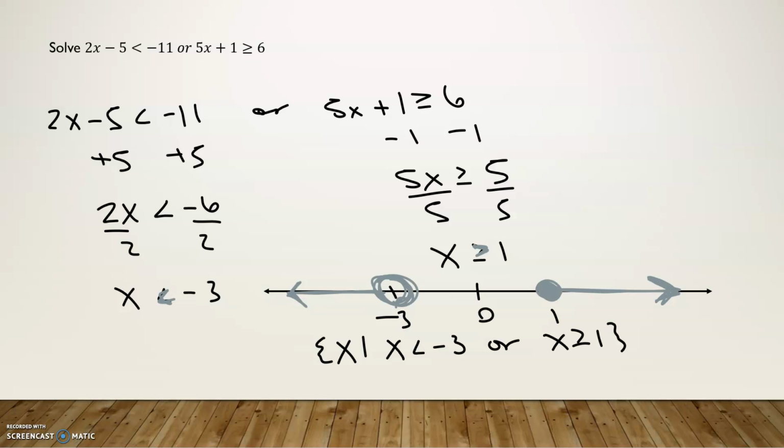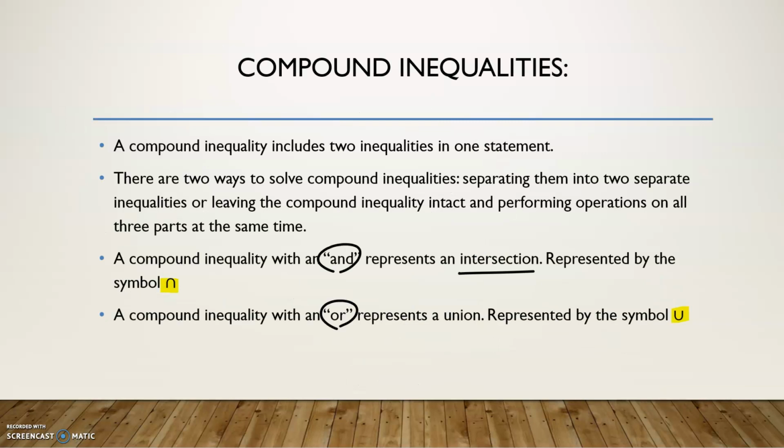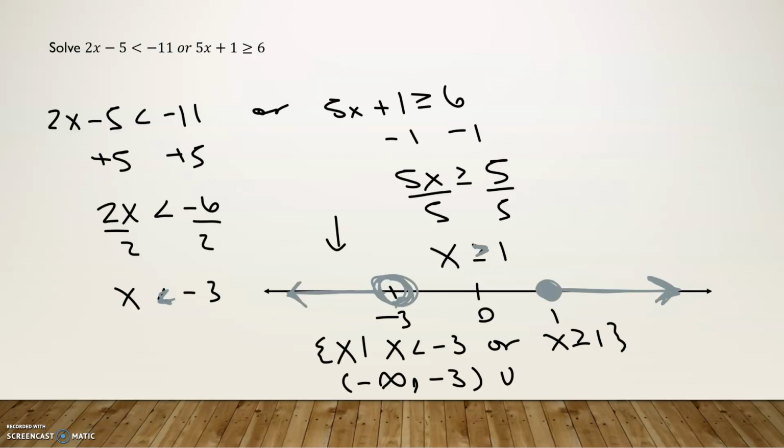And then for the interval notation, if we take this first one right here, it starts out at -infinity and goes up to -3, doesn't include -3. Now because this is an OR inequality, we'll use this symbol U to represent a union. So I will use U. And then this one right here starts at 1 and it also includes 1. So bracket 1 goes out to positive infinity and then a parenthesis.